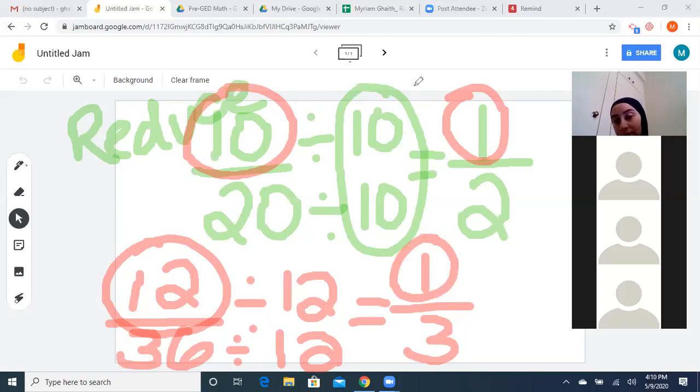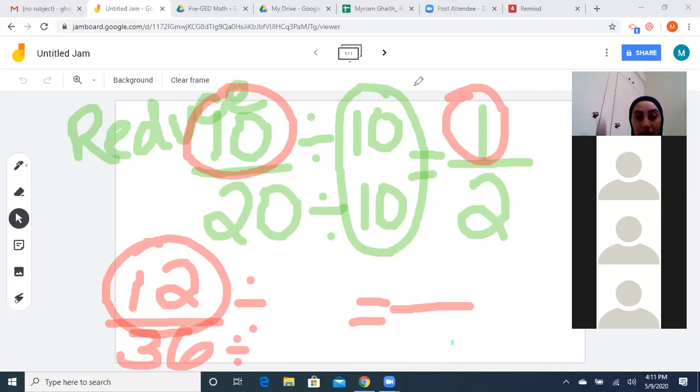Okay? Now let's go back and do what Fatima K said. She said, I divided by 6. Okay, let's try that. Let's try it. Divide by 6. What's 12 divided by 6? 2.